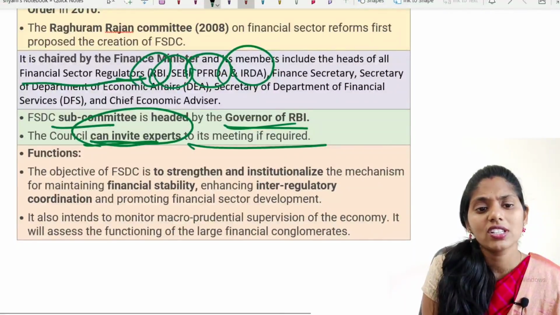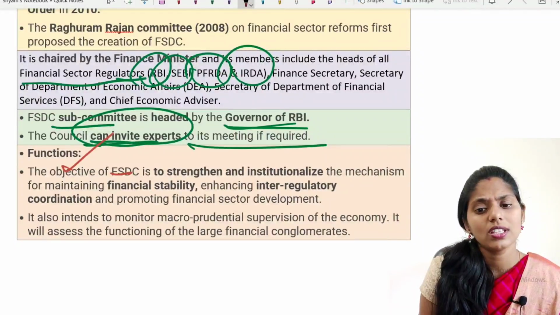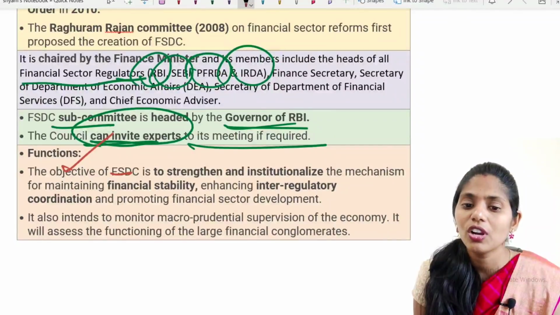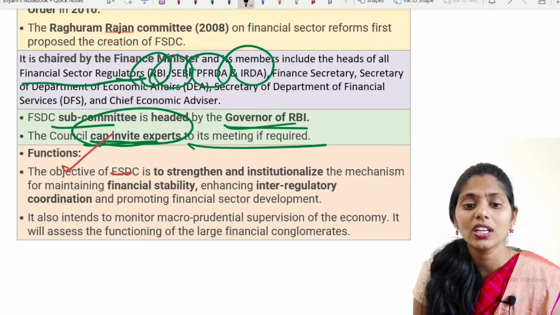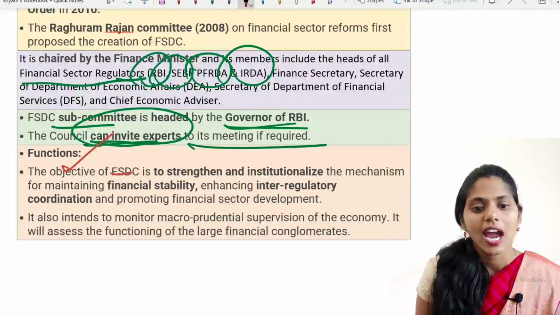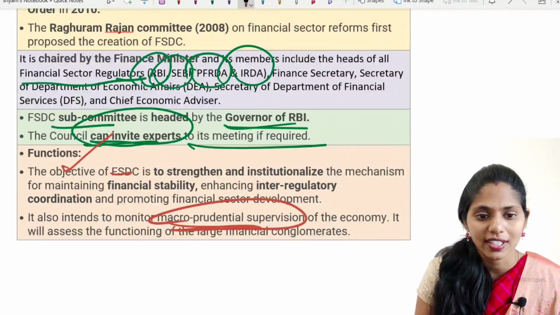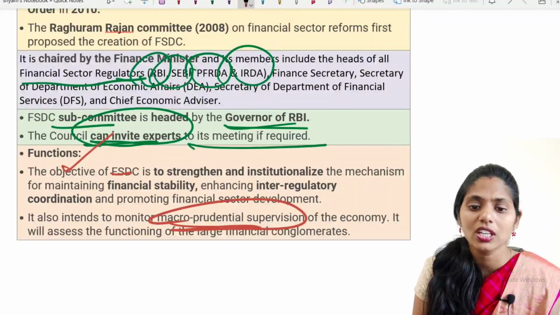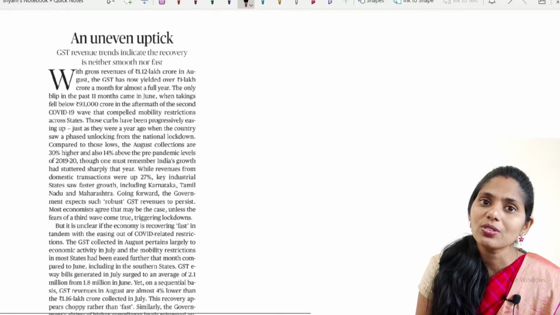If you are talking about functions, the objective of this FSDC is to strengthen and institutionalize the mechanism for maintaining financial stability in the country. It is also very helpful for enhancing inter-regulatory coordination and promoting financial sector development. It helps to monitor macro-prudential supervision of our country, and it will be very helpful for assessing the functioning of large financial conglomerates. So now let us see the next topic.